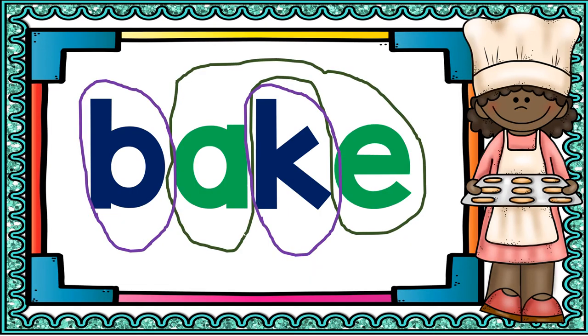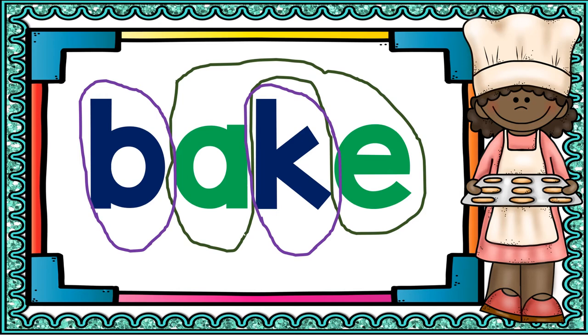Now look at the way we identified our sounds in bake. Do you guys see how we circled our consonant sounds? What are your consonant sounds in bake? B, k. What about your vowels? What's the vowel that you hear in bake? Good. You hear the letter A, right? You hear the long A.